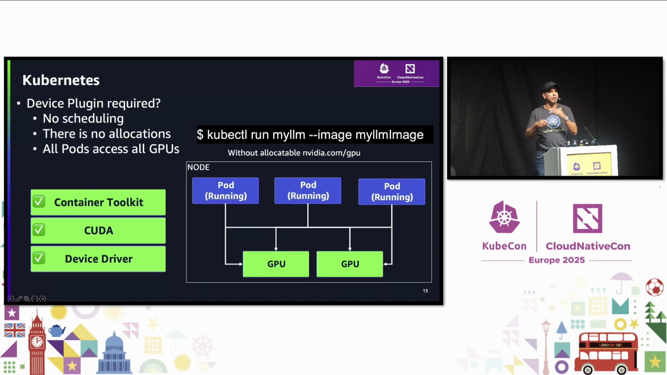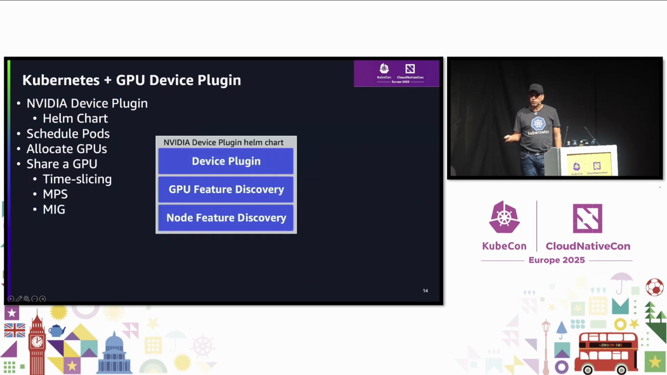So at this point, you can install Kubernetes and it will work. But you're missing the scheduling, and all pods have access to all GPUs, so there's no way to allocate this GPU to be used by this pod, and this other GPU to be used by these 2 pods, without the next layer of tools. So let's start with the GPU device plugin.